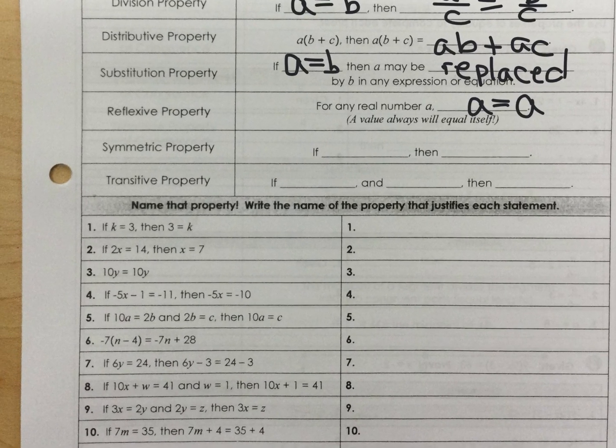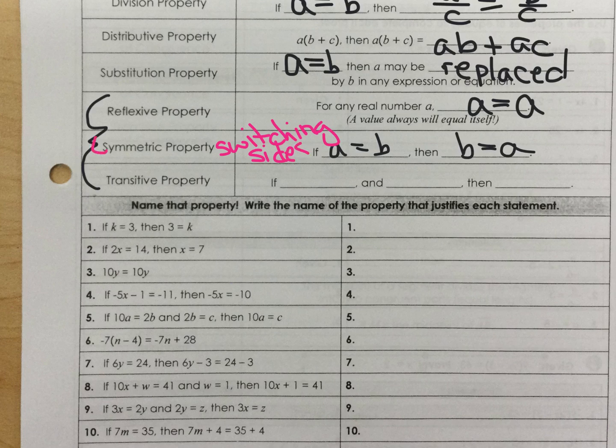And these are the three, by the way, that sometimes we get mixed up, but we need to remember them. Symmetric, if A equals B, then B equals A. I call this the switching sides property because it starts with an S. And then transitive property, if A equals B and B equals C, then A equals C.